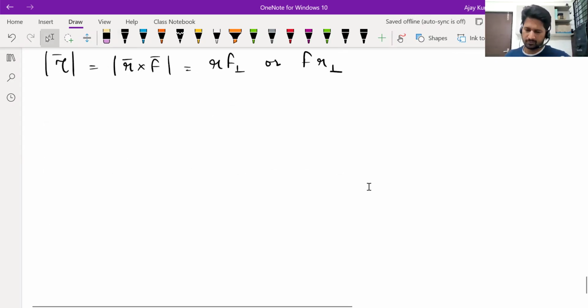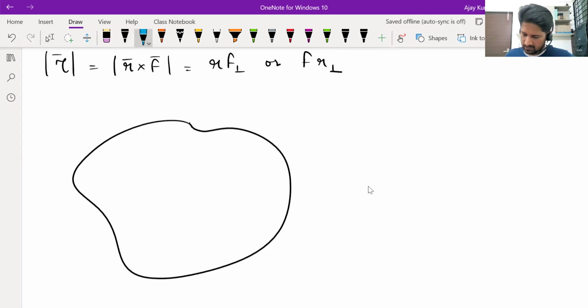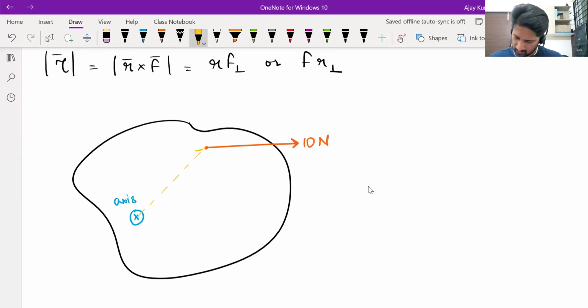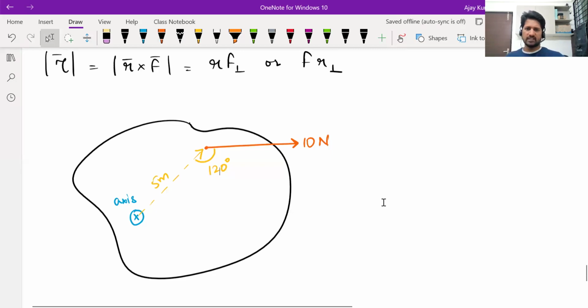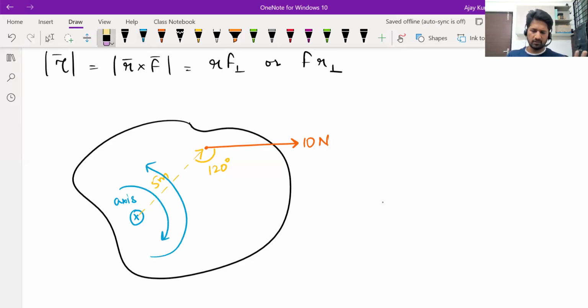Fine. Let's solve some problems based on this. Suppose there's a random system and there's an axis here. Now, on one point of that system, there is a force acting like this. Maybe 10 Newton. And how far is that point from the axis? This position vector, let's say this distance is 5 meters and this angle, let it be 120 degrees. So first of all, tell me, a 10 Newton force acting like this, will it be able to rotate the system around this axis? Means will it be able to rotate it clockwise or anti-clockwise, or will it not produce any rotation?